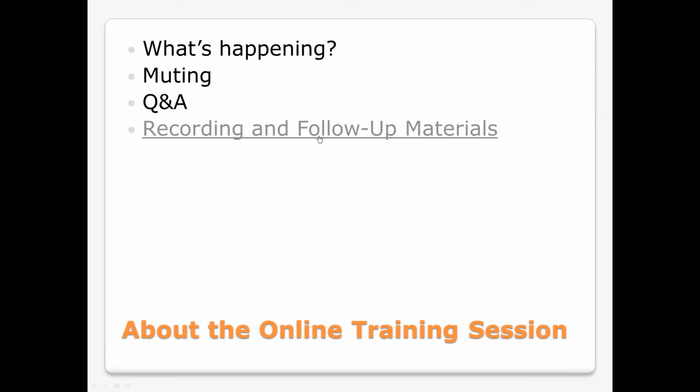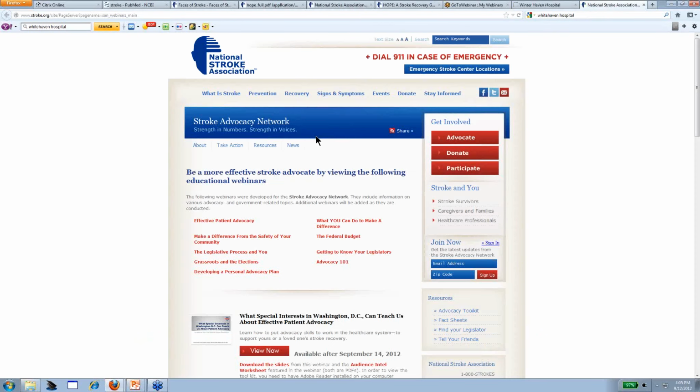One of the questions I always get is the recording and follow-up materials, where we'll be able to find those. So those are available on the National Stroke Association site, and the link is here, and you'll be getting that link after the session as well. And you can also get to it from the advocacy page, which you see when you go to the home page, get involved, there's an advocate link right there. So that's going to be available to you after the session.